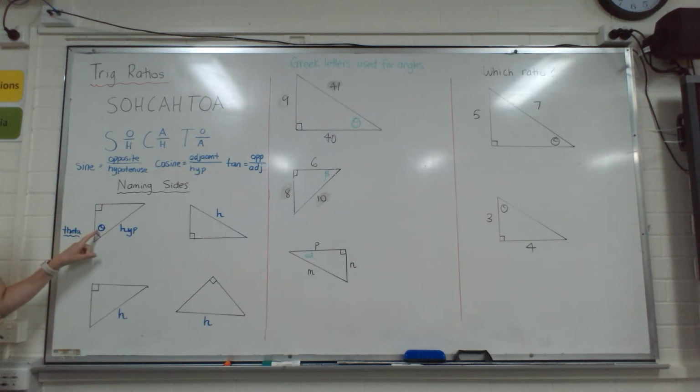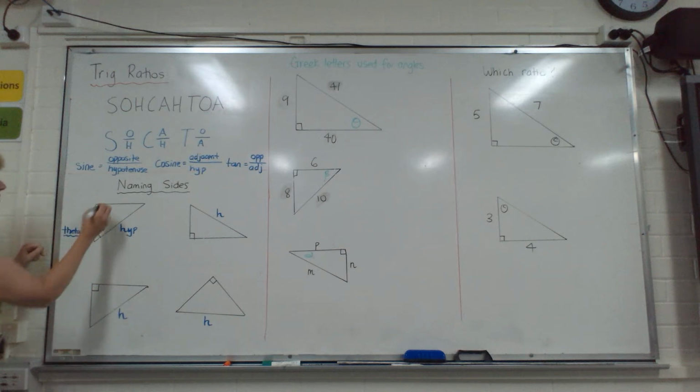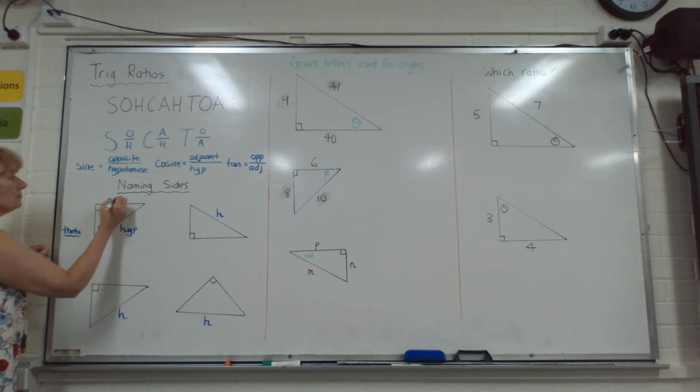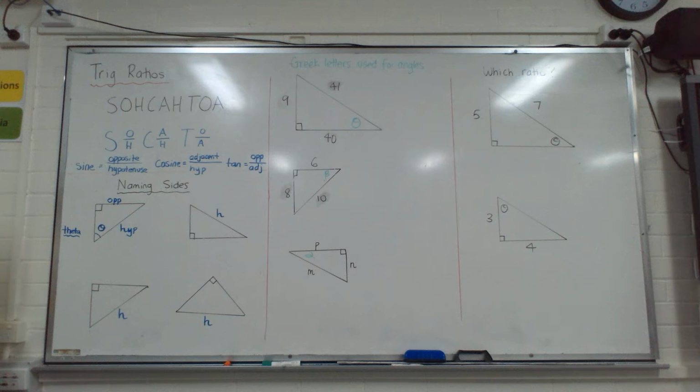Okay. If this is the angle that we're standing at, the side that's opposite this angle is this side over here. So that would be our opposite. From now on, I'll probably just use O. Now there's only one side left, so that must be the adjacent side.